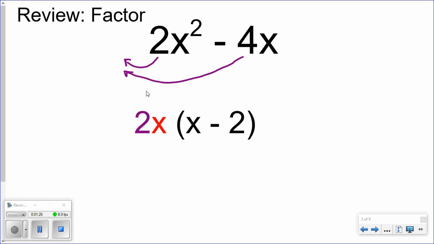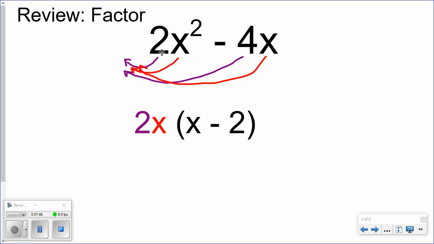Then I look at the x's and see what I can factor out from them. This term has 2 x's and this one only has 1, meaning the minimum number I can take out is 1x. So I take that out and put it in the front. That is my GCF. Sorry for the whistle. Now I have to figure out what's left over.